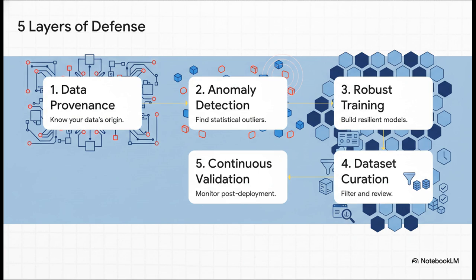First, data provenance. This is all about knowing exactly where your data comes from, like a chain of custody for your information. Next up, anomaly detection, using statistical methods to find outliers that just don't look right. Third is robust training, which means using techniques to build resilience directly into the model itself. Fourth, we need strategic dataset curation and filtering to weed out suspicious data before it ever gets near the training process. And finally, continuous validation, because the job is not done at deployment. We have to keep an eye on the model's behavior in production.